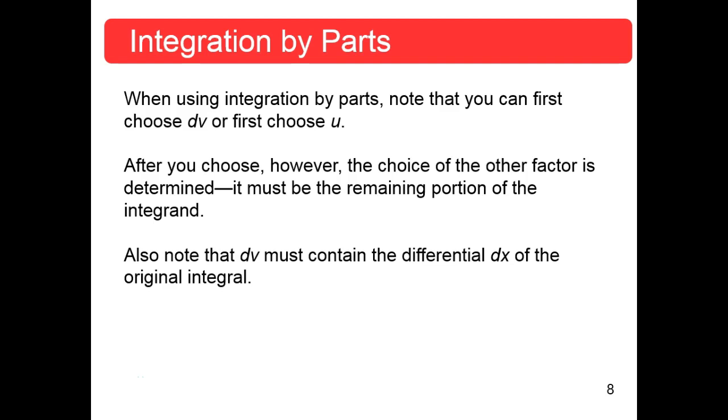All right. When using integration by parts, note that you can first choose dv or first choose u. You can choose them any way you want to. After you choose, however, the choice of the other factor is determined. You can't throw something else in there. It must be the remaining portion of the integrand. Also note that dv must contain the differential dx, which they already said on the previous one in the original integral. Okay.